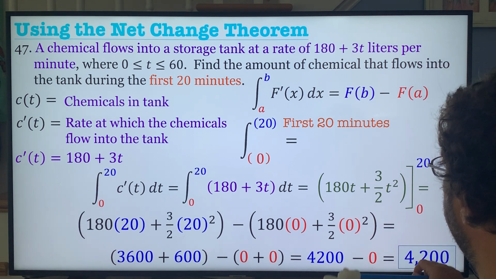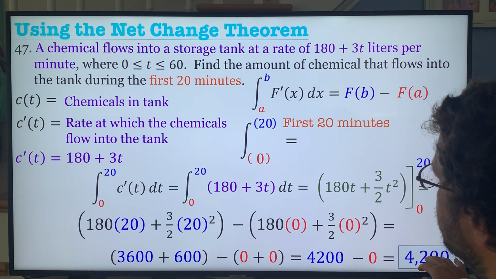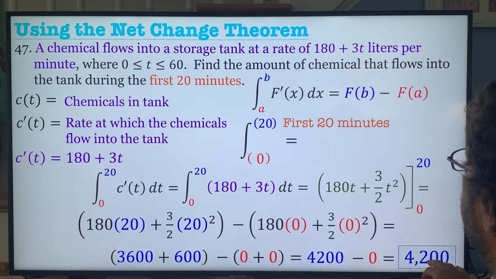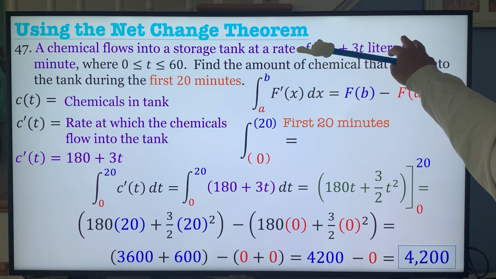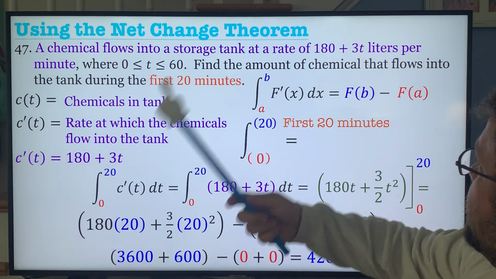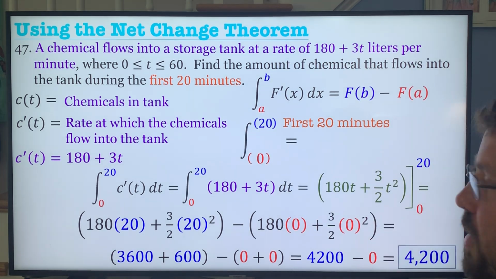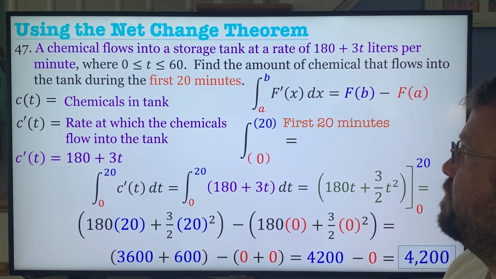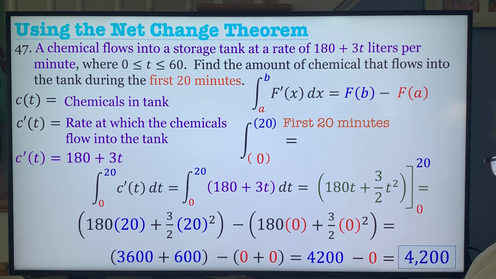So what this says is, from 0 to 20 minutes, there would be 4,200 liters that were pumped into that tank. All right, and you can find this from any time to any time. And that's how the net change theorem works.